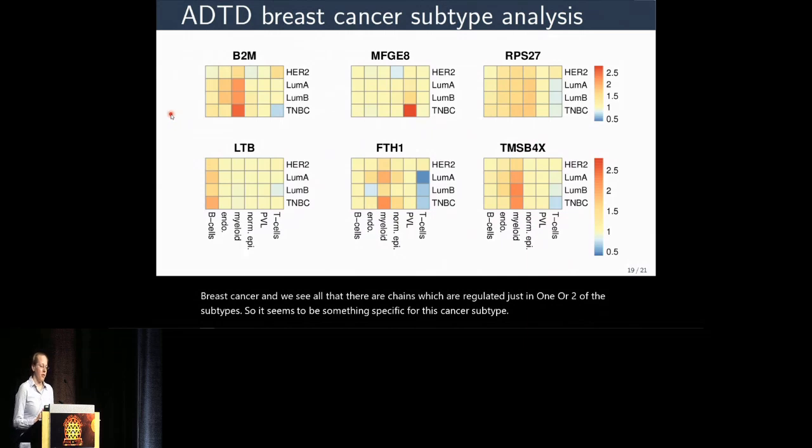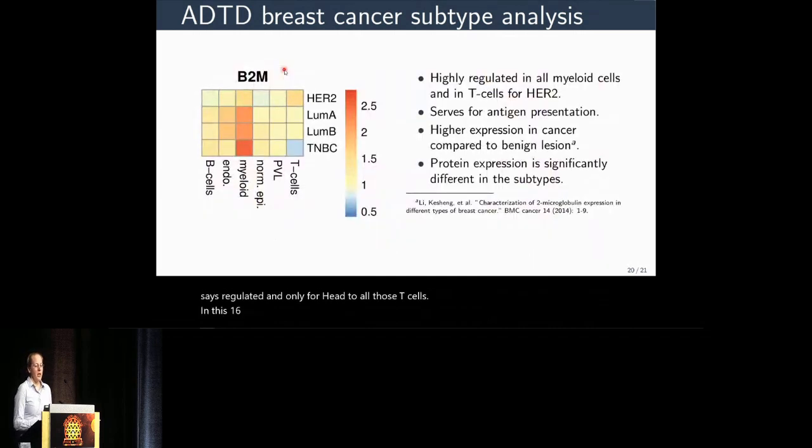These are the heat maps of 6 of the most important regulated genes, and we see that it's not a regulation over all subtypes or over all cell types. We see there's a clear difference, like here B2M, for example, where really just the myeloid cells are regulated, and only for HER2 also T cells. This gene we are now giving a closer look. B2M, we see that it's highly regulated in all myeloid cells for all 4 cancer subtypes, and then also for T cells in the HER2 subtype.